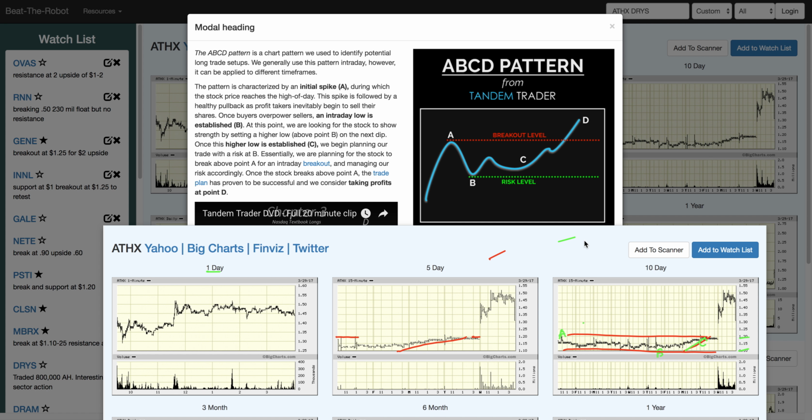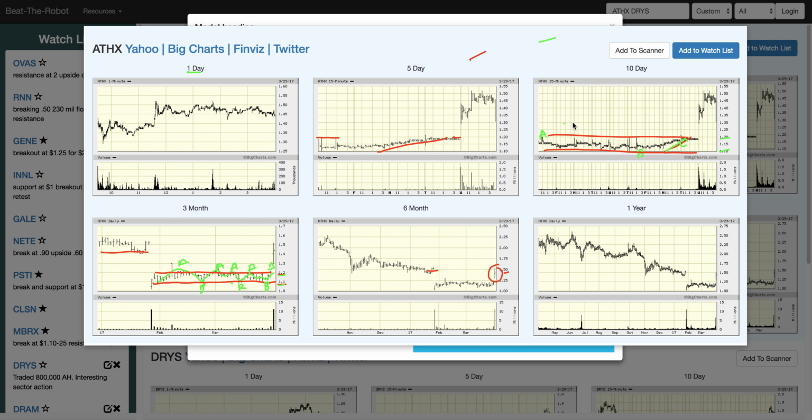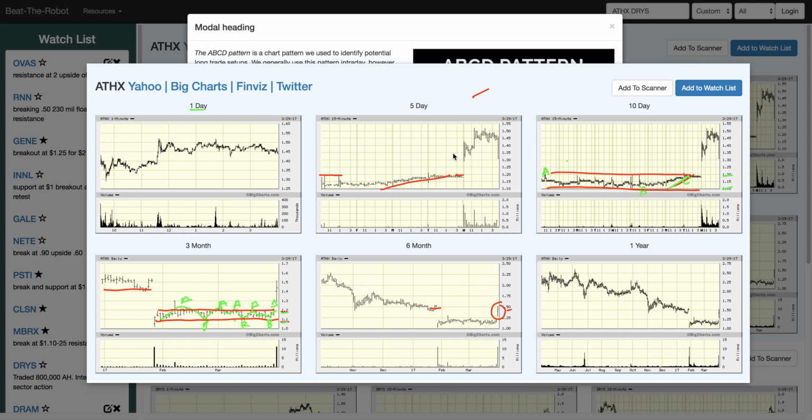Once we break that resistance level that we see here at A, and that we see here at A, and that we also see here on the 6-month chart at A, we have 25 cents, well, really pretty much 120, right? We see that right here. So from 120 to 150, we have 30-cent upside. So in terms of the ABCD pattern playing out, we see that it's dancing within this channel.